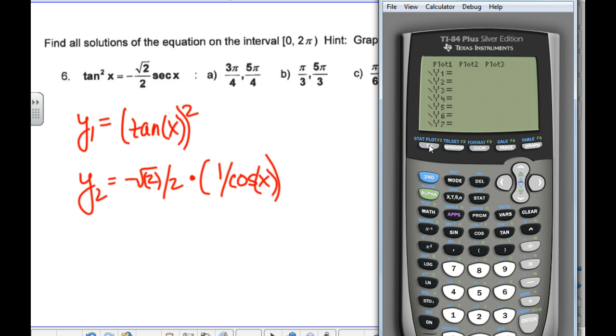And in y sub 1, I'm just going to put parenthesis tan x close squared. And in y sub 2, maybe I'll put parenthesis around that just so we're clear on what that is. Negative square root of 2, and I want to get out of the square root, or just close the parenthesis if you were using an older calculator. Divided by 2, and close that parenthesis. So I have negative square root of 2 over 2, and then times 1 divided by the cosine of x.